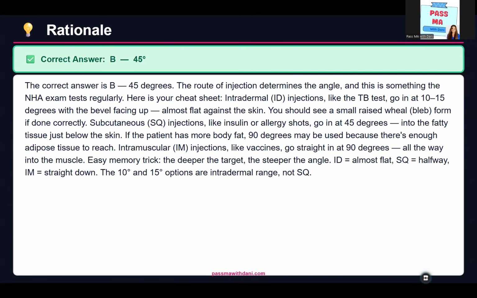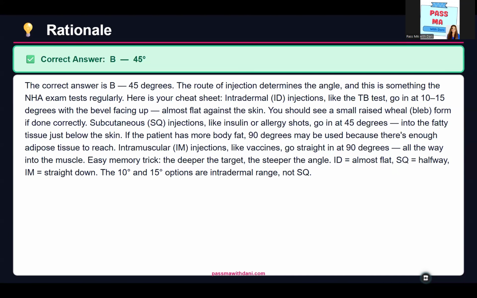The route of injection determines the angle, and this is something that the certification test, whether you are taking NHA, AMA, it does not matter, you guys are going to see this regularly. Now, here's going to be your cheat sheet. Intradermal, ID injections, think of TB, think of allergy testing. Those go in at a 10 to 15 degree angle, kind of almost flat against the skin, right underneath that dermis layer of the skin.